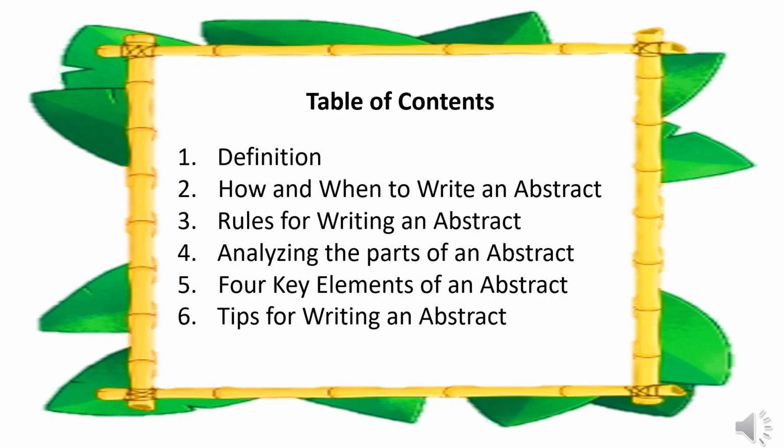The contents of our discussion are as follows. First, definition of an abstract. Second, how and when to write an abstract. Third, rules for writing an abstract. Fourth, analyzing the parts of an abstract. Fifth, four key elements of an abstract. And sixth, tips for writing an abstract.